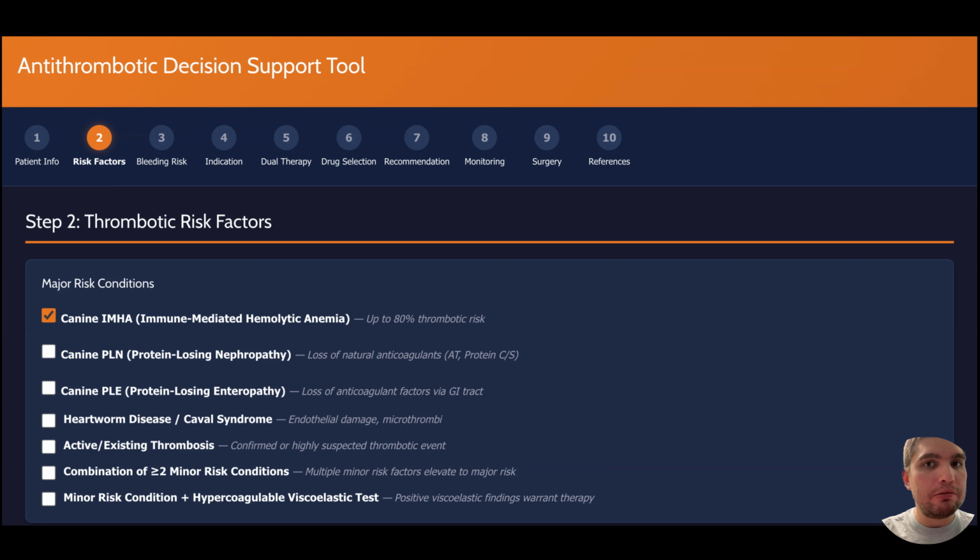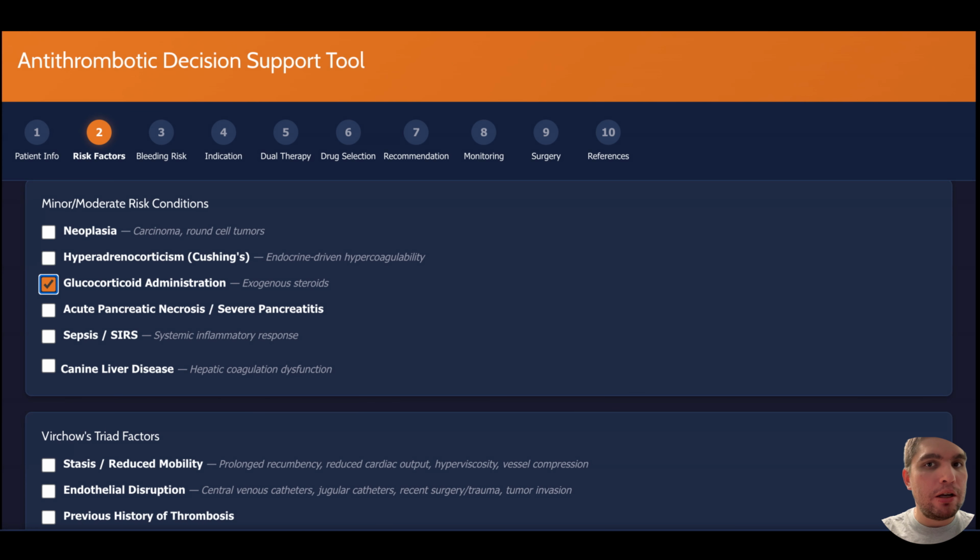So out of major risks, we had only IMHA. There was no cancer, no Cushing's. We did give steroids to this dog, so we're going to click on glucocorticoid administration. And then we're going to go to Virchow's triad factors. There was no evidence of stasis or central line placement, so there was no endothelial disruption to my knowledge, and no previous history of thrombosis.